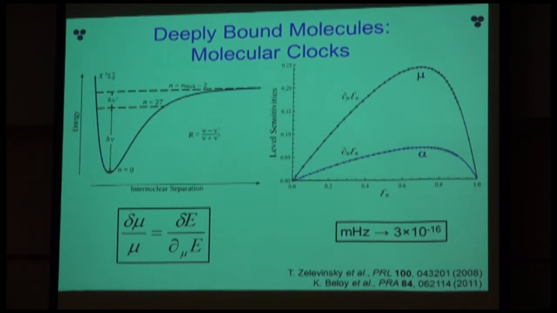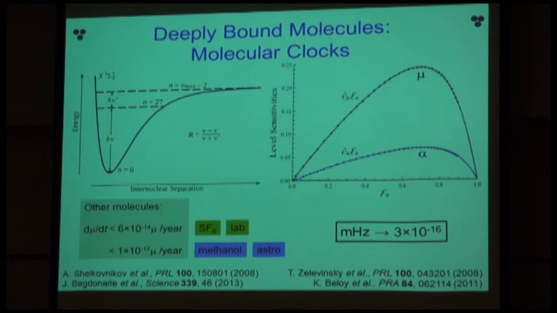on the mass ratio. Now, to compare it with something that's already in existence, a comparable lab-based molecular clock that's published constrains the mass ratio variation to about 6 parts in 10 to the 14. So I think a lattice-based system could be significantly more accurate.